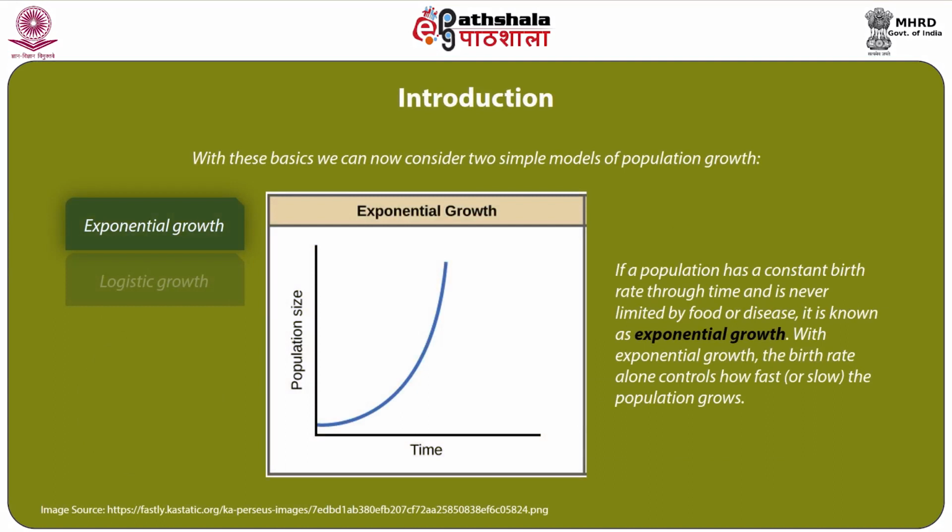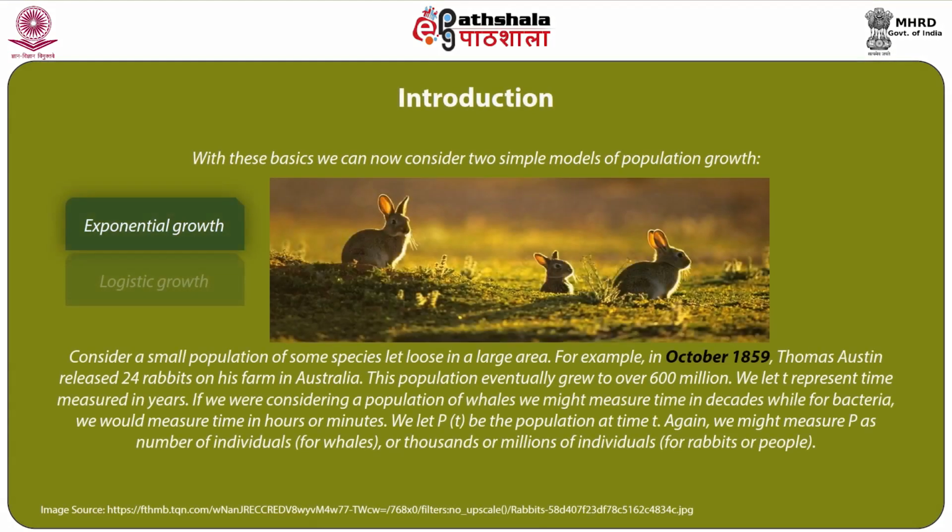If a population has a constant birth rate through time and is never limited by food or disease, it is known as exponential growth. With exponential growth, the birth rate alone controls how fast or slow the population grows. Consider a small population of some species let loose in a large area. For example, in October 1859, Thomas Austin released 24 rabbits on his farm in Australia. This population eventually grew to over 600 million.